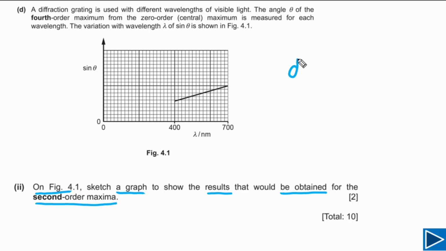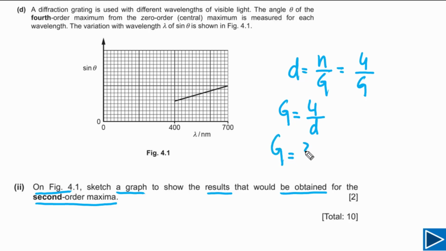If we look at our previous result, we have found d is equal to n over capital G. For the fourth order, d was equal to 4 over capital G. Now from here, if we rearrange, we can find g. So g will be equal to 4 divided by d. Now the question is asking us for the second order. So we can write down g for the second order. This will be equal to 2 divided by d.